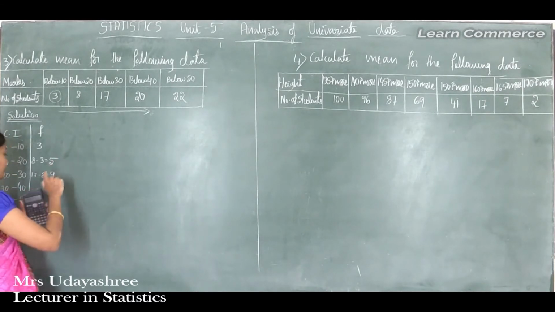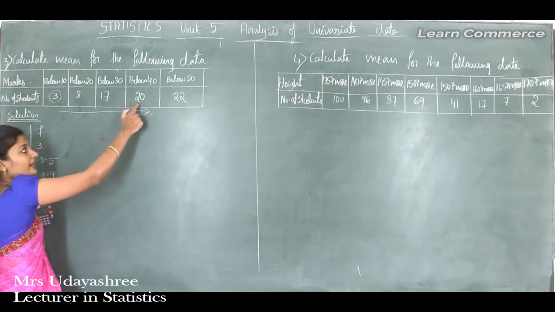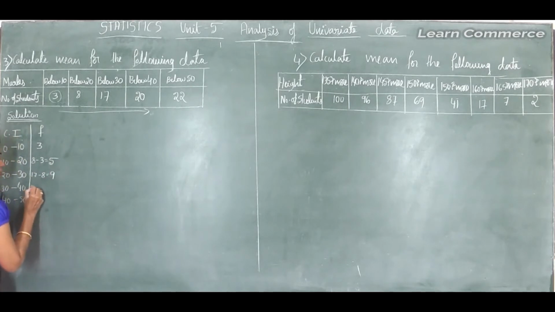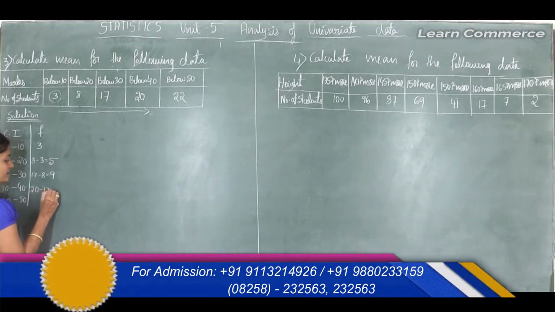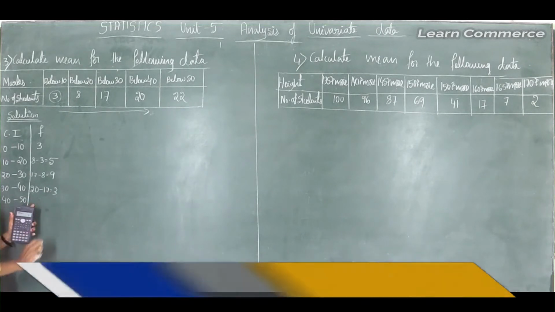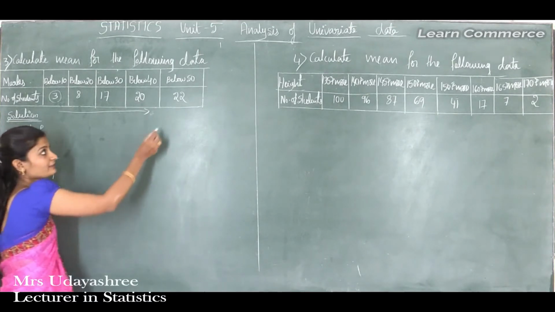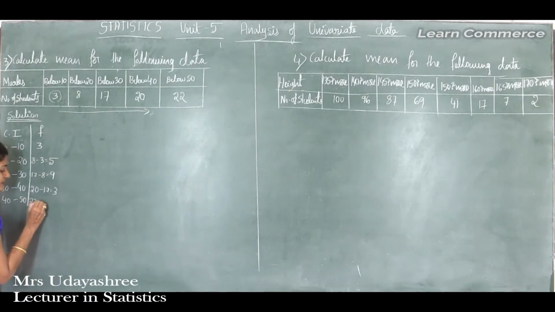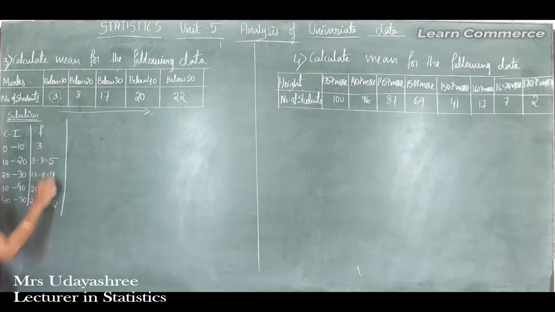Okay, next, to get the fourth class frequency I will subtract 17 from 20. So 20 minus 17 is 3. Next, to get the last class frequency I will subtract 20 from 22. So 22 minus 20 is 2. See, these are the frequencies. So the frequencies are 3, 5, 9, 3 and 2.